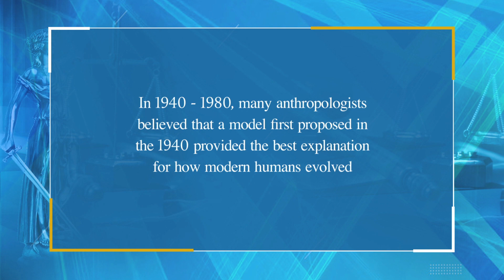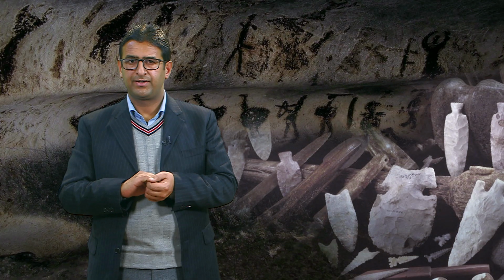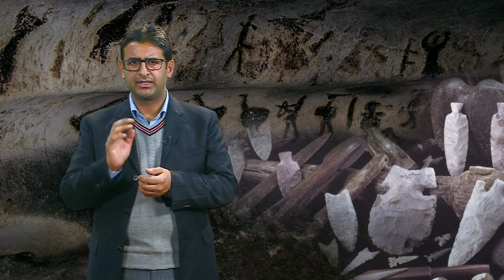Many anthropologists, beginning in the 1940s and continuing until the 1980s, believed that a model first proposed in the 1940s provided the best explanation for how modern humans evolved. Differences in appearance between modern day humans can be traced back to when Homo erectus lived in different parts of the world and developed unique characteristics in response to the selective pressures and genetic differences of their environments.